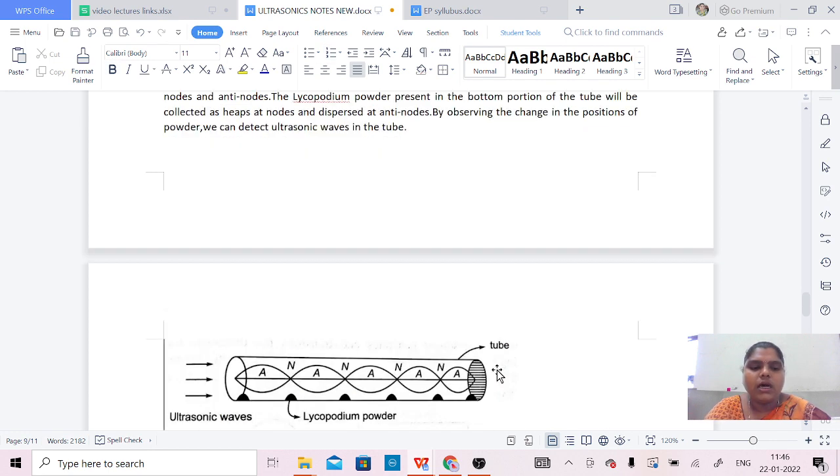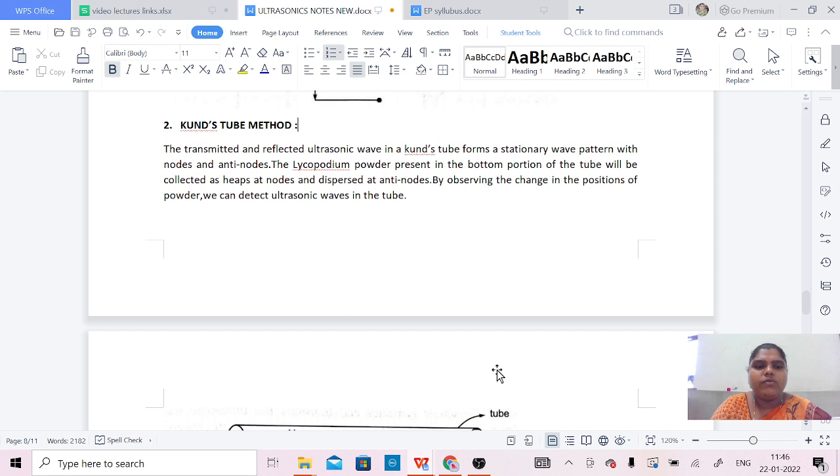And next, this is the Kundt's tube method. Let us see what the Kundt's tube method is for the detection of ultrasonics. The transmitted and reflected ultrasonic wave in a Kundt's tube forms a stationary wave pattern with nodes and antinodes.